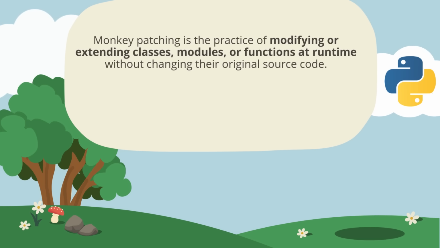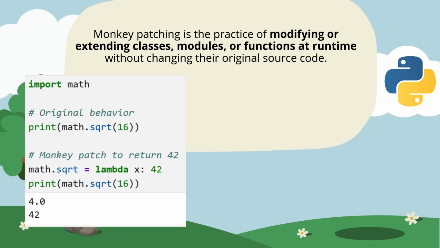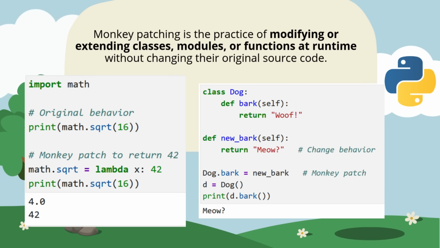What is monkey patching? Monkey patching means changing a class or function at runtime. For example, you could replace a library's method with your own version while the program is running. It can be useful in testing or quick fixes, but risky if misused.